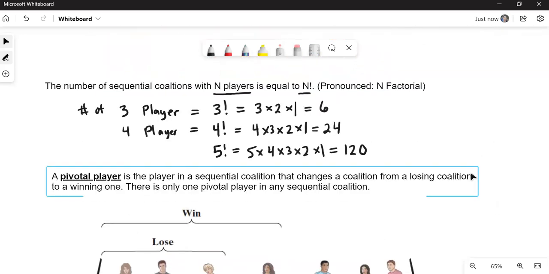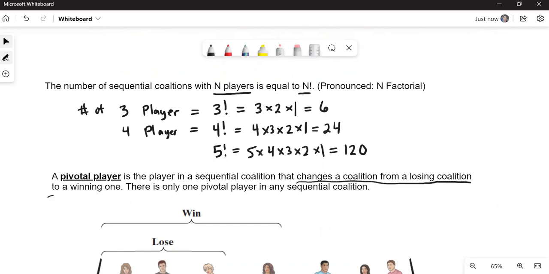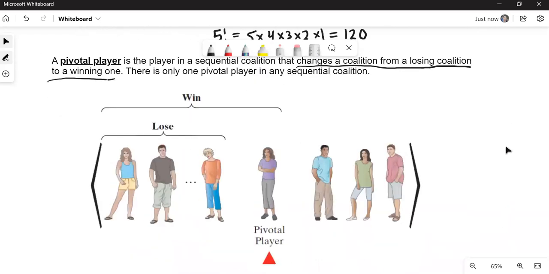So we're going to define a second thing, which is a pivotal player. A pivotal player is the player in a sequential coalition that changes a coalition from a losing coalition to a winning one. And what do we mean by that? Well, when you start adding members to a coalition, the first player that joins might not have enough weight to make it past whatever the quota is in the system yet. And so we'll look at, here's a picture of that.